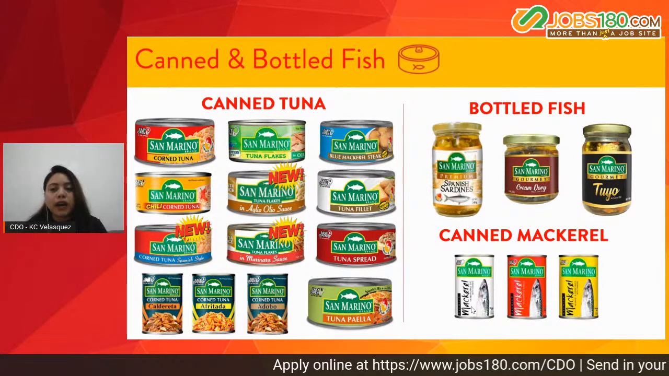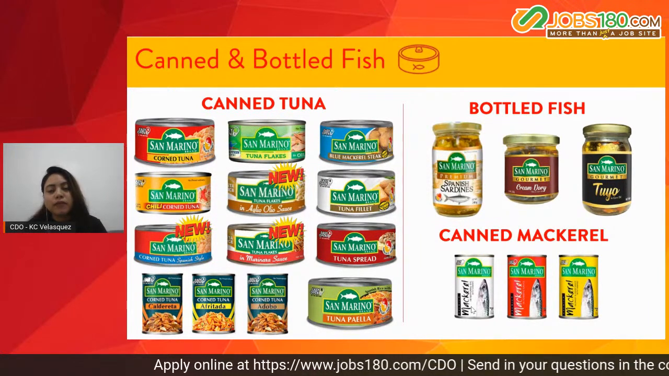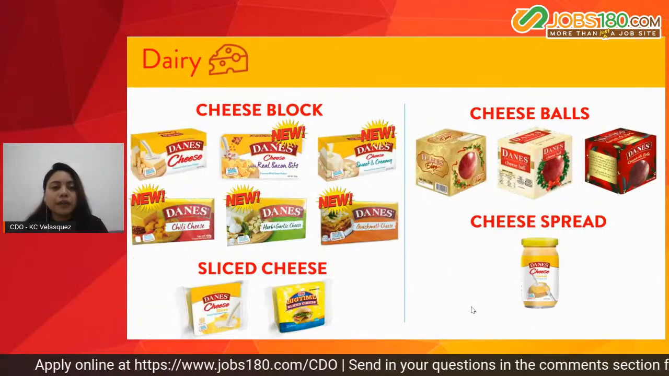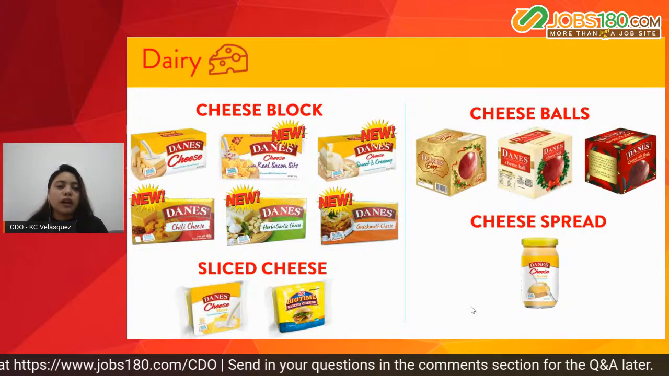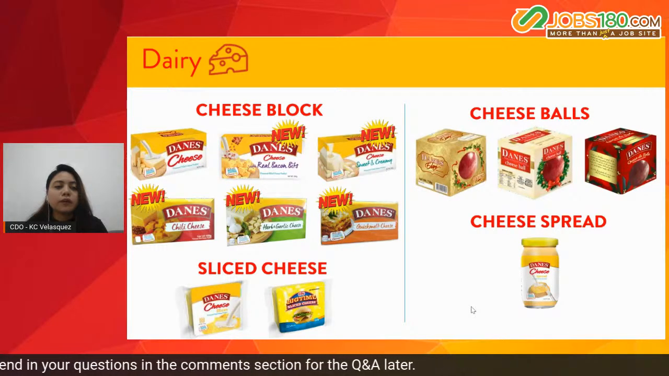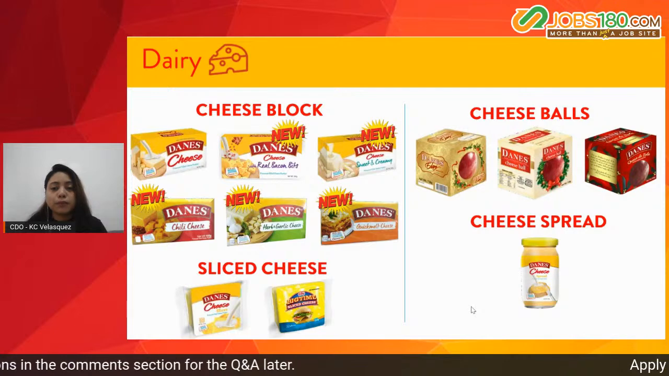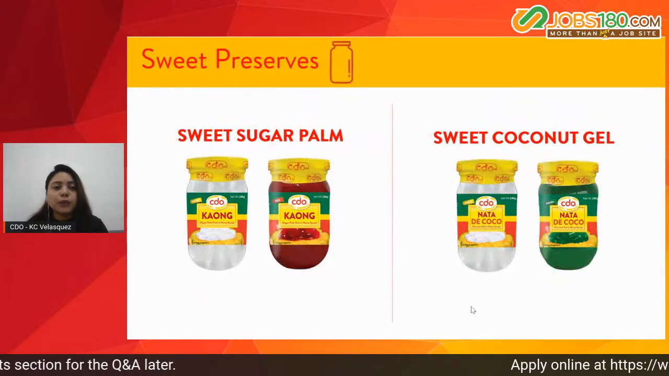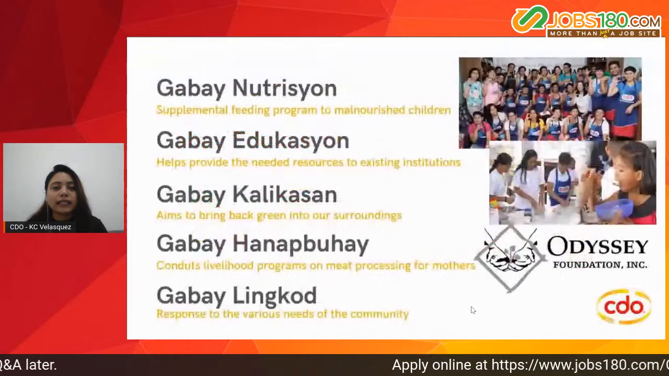Bottled fish, and Spanish sardines, tuyo, and mackerel. For the dairy, we also ventured, as I mentioned, recently into something new: Danish cheese blocks, sliced cheese, cheese balls, and cheese spread. Sweet preserves, like kaong and nata de coco.